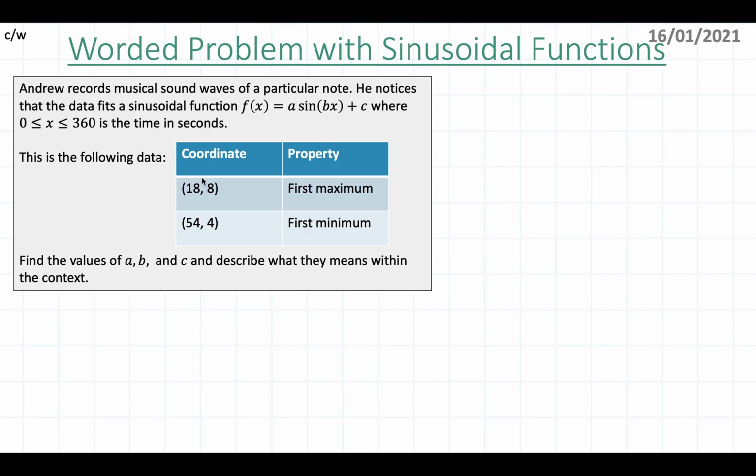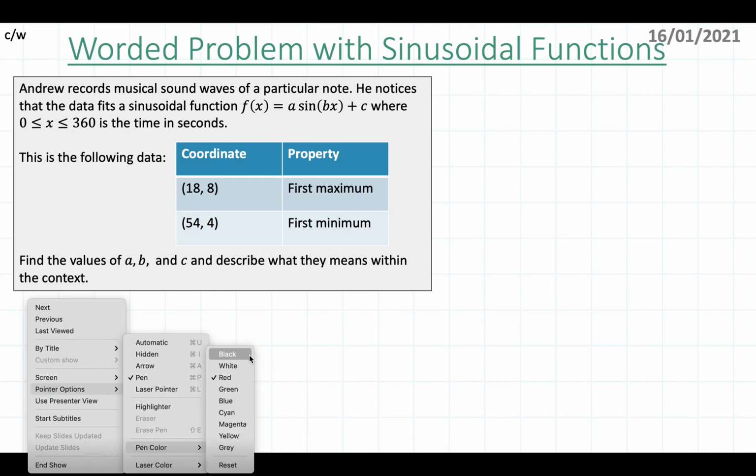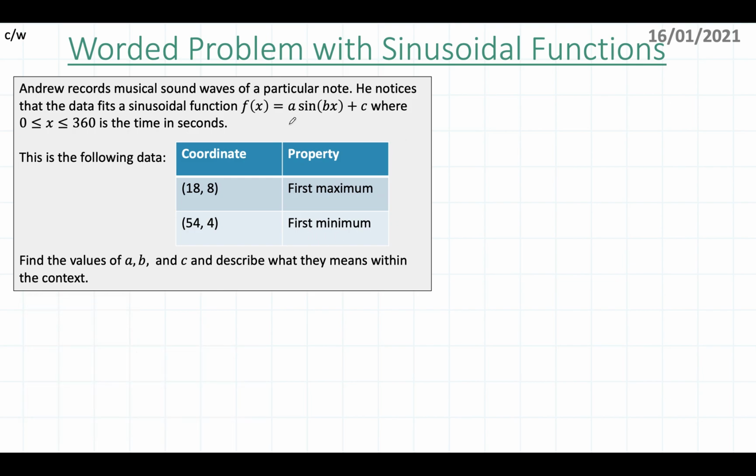But now we're going to reverse it. We're going to have the properties, and we need to find A, B, and C. Now, the question might not label them as A, B, and C. It might label them as, let's say, P sine Q x plus r, for example. It doesn't matter, as long as you know that the first letter gives you the amplitude, that this gives you the period, and that this gives you the principal axis. This is what matters.